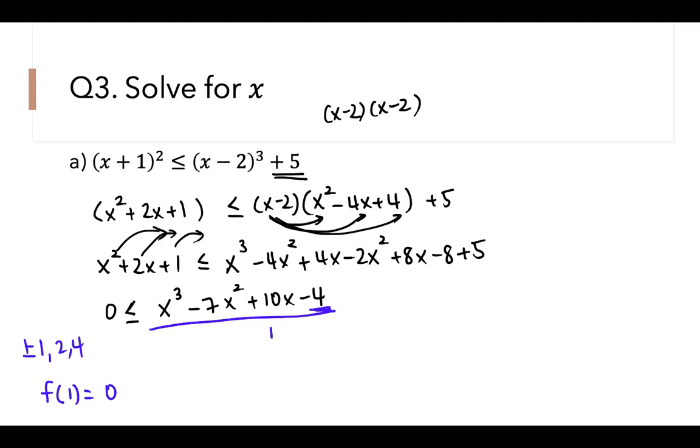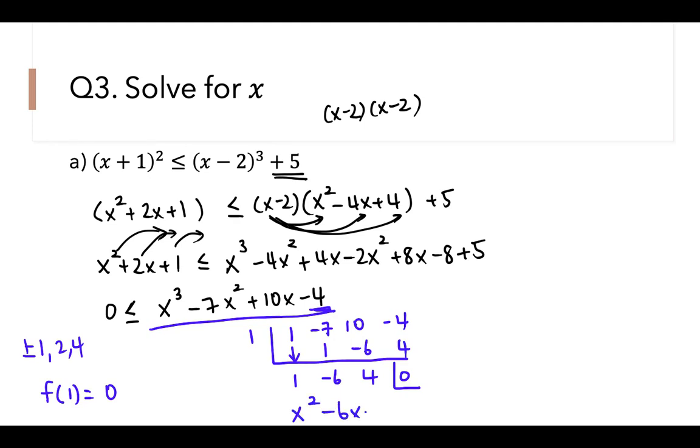So let me do a synthetic division with 1. So 1, -7, 10, -4, and 1. So bring this down. So 1 times 1 is 1. You add them together, -6. It's -6. You multiply, 4 times 1 is 4. And it's 0. Okay, it's a perfect factor. So we know that it's going to be x squared minus 6x plus 4, and the other factor is going to be x minus 1.